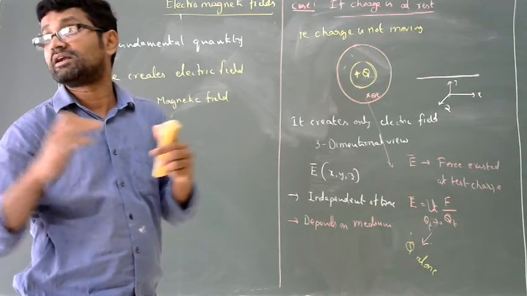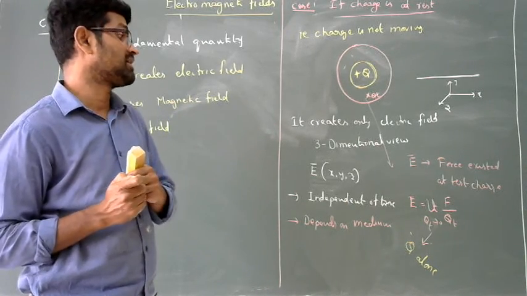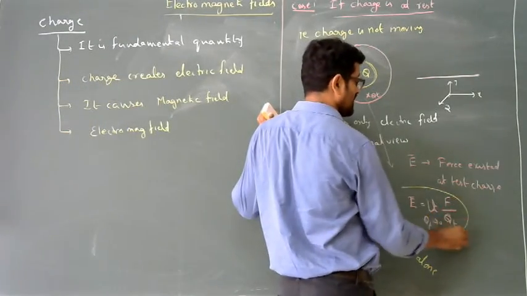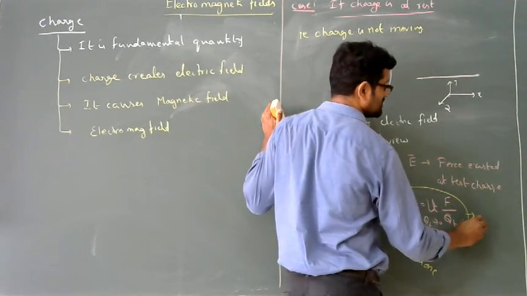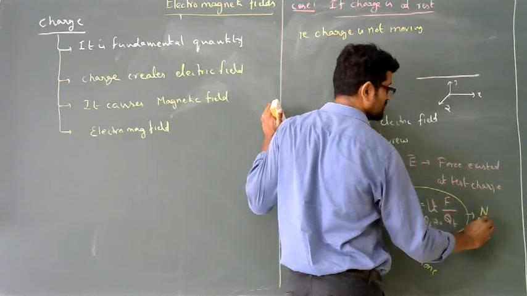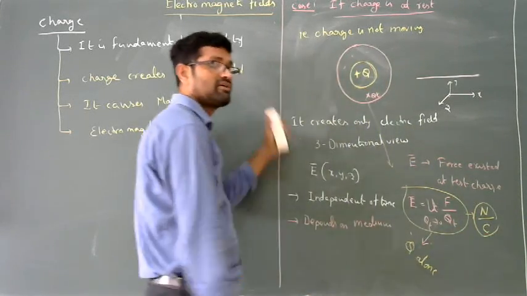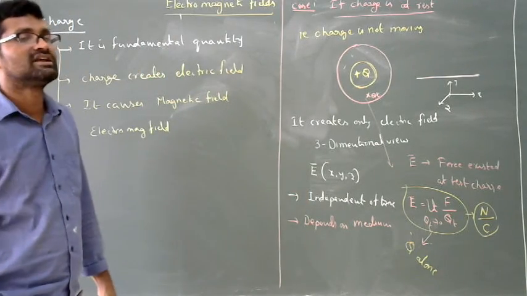If there are any other bodies, that is different. We can represent this with the limit, so QT tends to 0. This is the expression for electric field intensity. From this, the units: force is in newtons, charge is in coulombs. So newton per coulomb is the unit of electric field intensity.